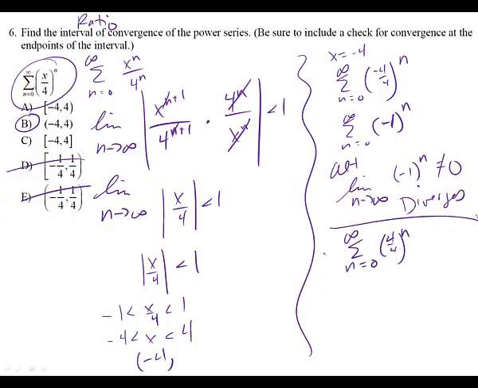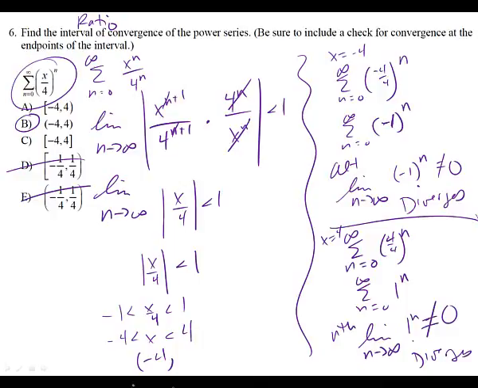Okay? So if I put the x equals 4 in, it reduces to 1, doesn't it? So 1 to the n. In that case, I would use my nth term test, which is the same as the first part of the alternating series test. Does that equal 0? No. So it also diverges. So it is, in fact, most definitely B.